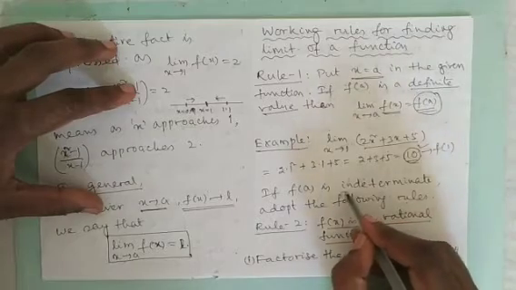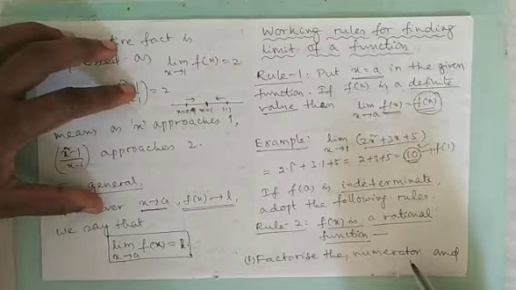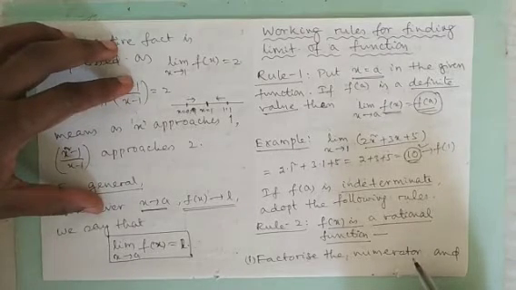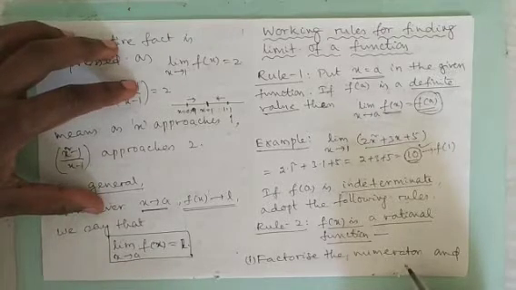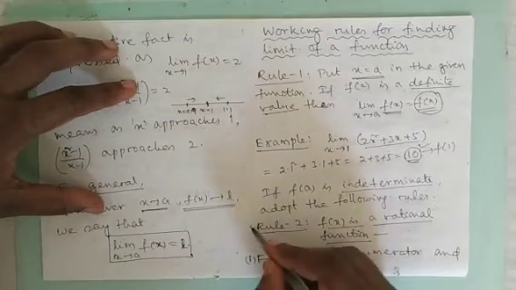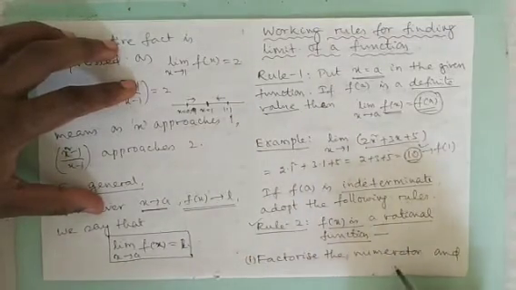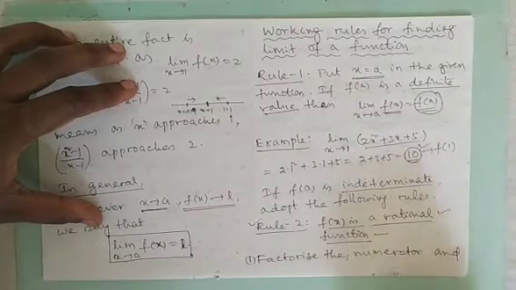But if f of a is indeterminate, that means if it is in the form 0 by 0 or something by 0, that means an indeterminate form or undefined form, in such cases what do you have to do? We have to adopt the following two rules, that is rule 2 and rule 3. Now rule 2, for example, the given function is a rational function.